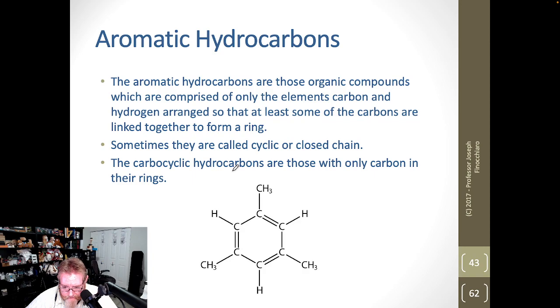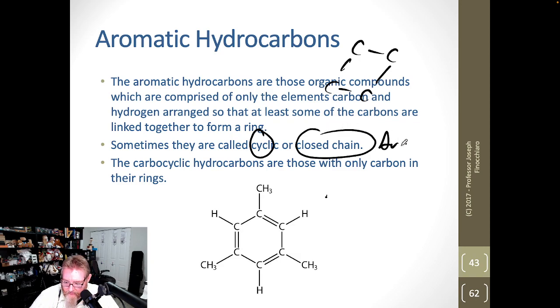Aromatics. Aromatic hydrocarbons are exactly as the name sounds. We are attaching all the carbons together so that they link up. These are called cyclic, closed chain, or aromatic. That's all that means. There's other reasons why we use the word aromatic later, but for right now, don't worry about that. Aromatic means circle.